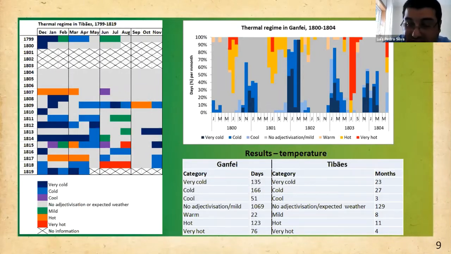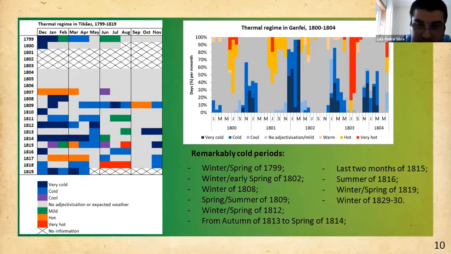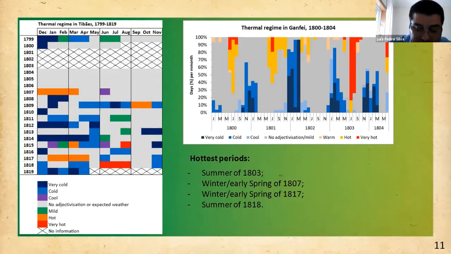In Tibães, between December 1798 and April 1819, there were 23 very cold months and only 4 very hot months. In the same locality and in the same period, 27 months were cold and only 11 months were hot. Focusing on the period 1798 to 1830, one must pay attention to several remarkably cold periods, as we can see in the slide here. Even so, this period was not free of warm anomalies. The summer of 1803 was interpreted as one of the hottest periods of the first third of the 19th century, followed by the winter-early spring of 1807, the winter-early spring of 1817, and the summer of 1818.